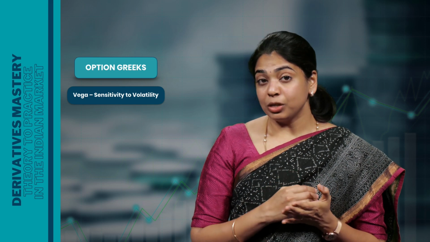Why does this matter to option traders? Well, if the stock drops to rupees 90, put option sellers start to worry because their options now have a higher chance of expiring in the money, meaning they could face losses. Similarly, if the stock jumps to 110 rupees, call option sellers start to panic because those call options also have a higher chance of expiring in the money. So this is where Vega becomes important.